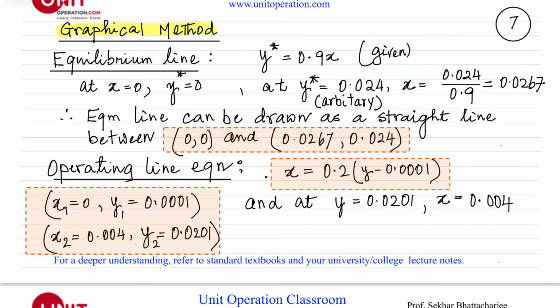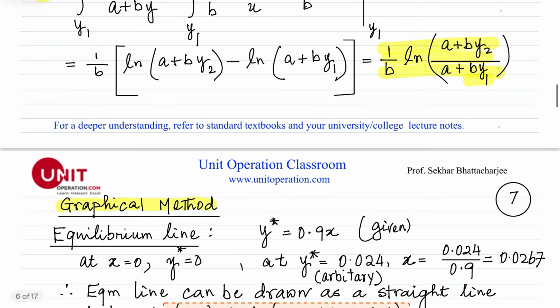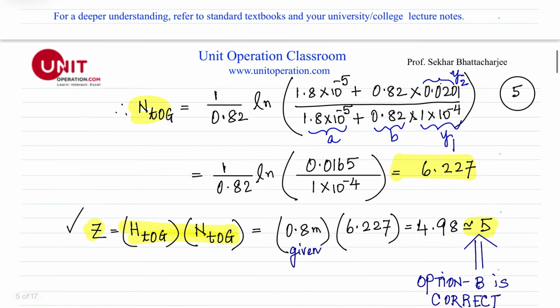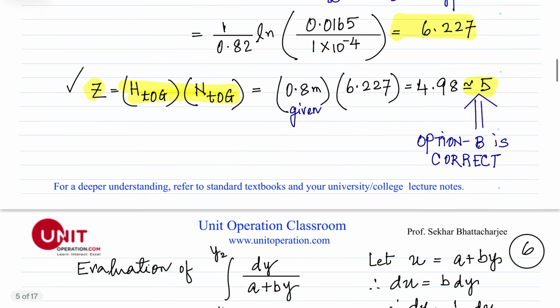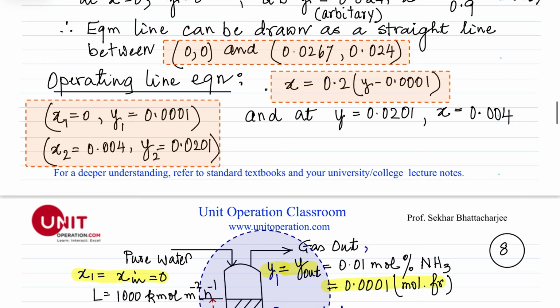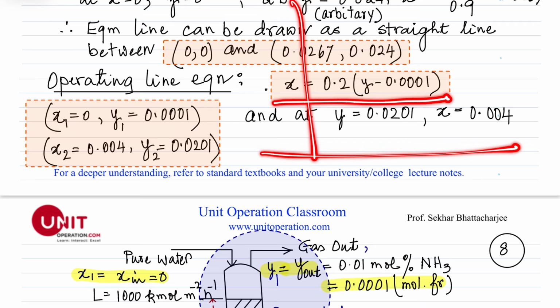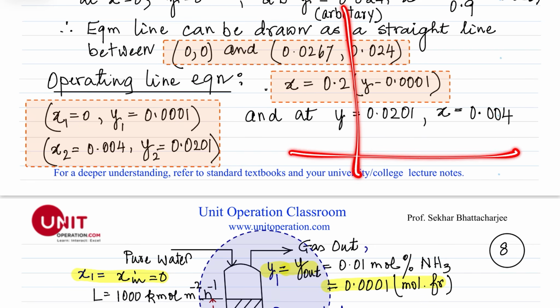Okay, and the operating line is of course given by x is equal to 0.2 minus 0.001. We have seen that before, which is right here. This is the operating line. We have seen this relationship. So if this is the operating line, since this is a dilute solution, we said it will be a straight line. Of course, there will be an intercept and slope.